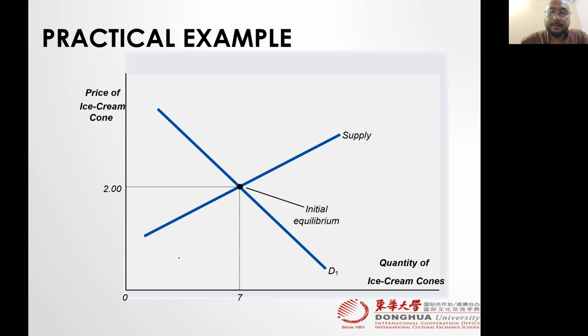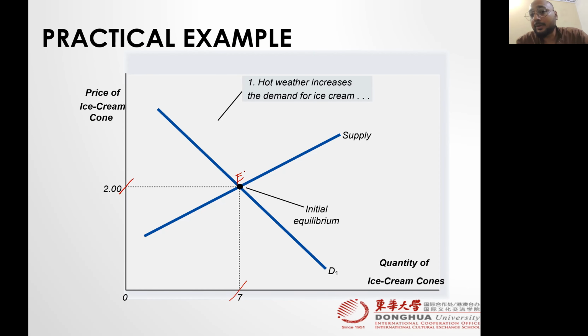Equilibrium quantity is 7. Equilibrium price is 2. Now what happened? We have equilibrium here. Now what happened? Hot weather increases the demand for ice cream. So does this belong to supply or demand?